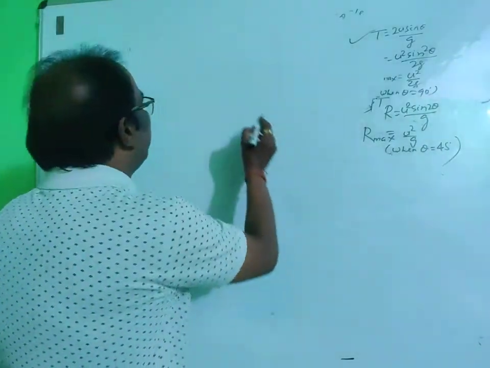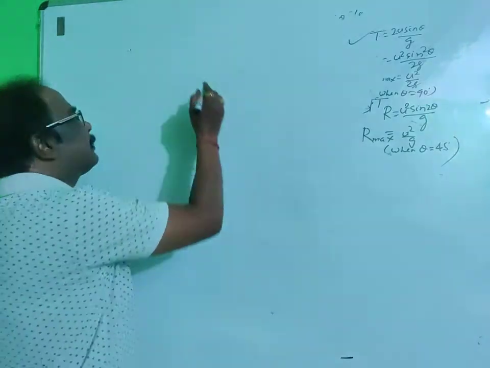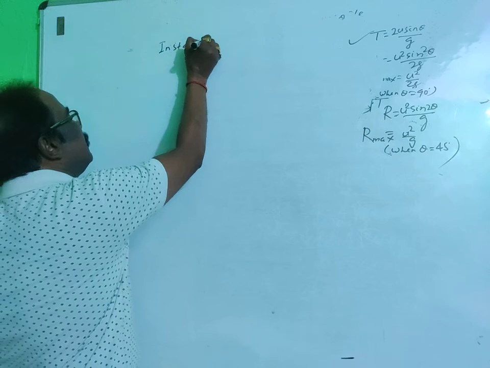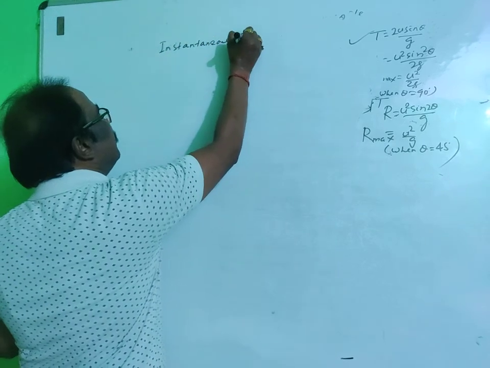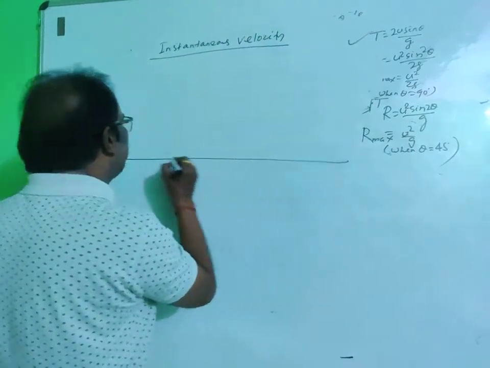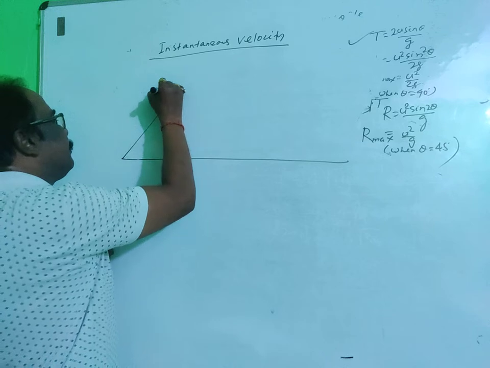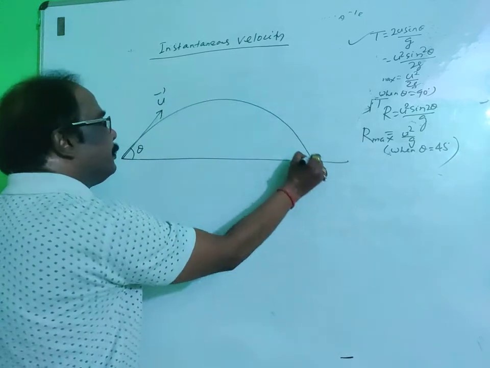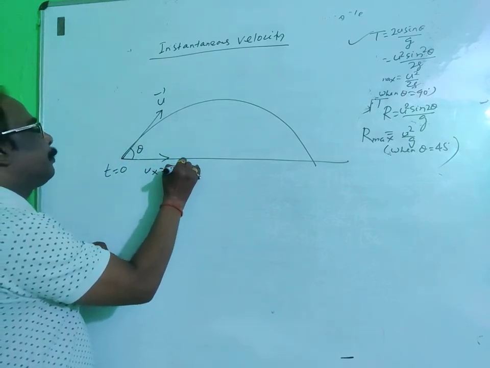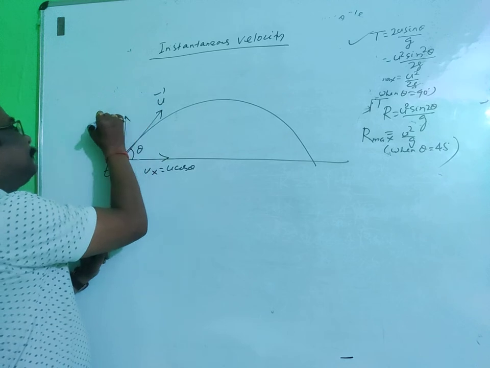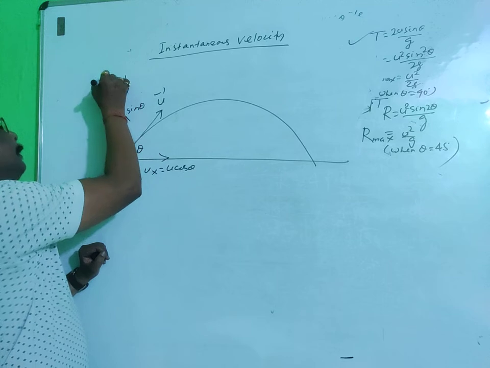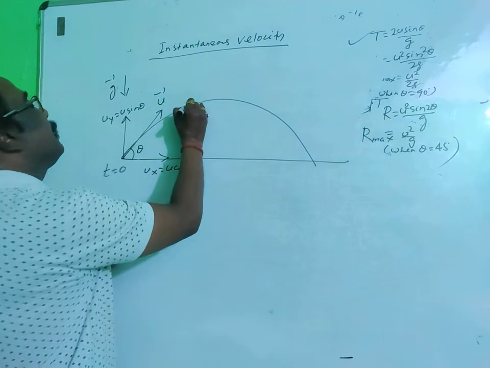Then the last bit of today's class, instantaneous velocity, which means velocity at any instant of time. See, the body is projected with a velocity u making an angle theta and goes like this. The body is projected when time is 0, and as you know, ux is equal to u cos theta, uy is equal to u sin theta, and acceleration due to gravity g opposes u sin theta.